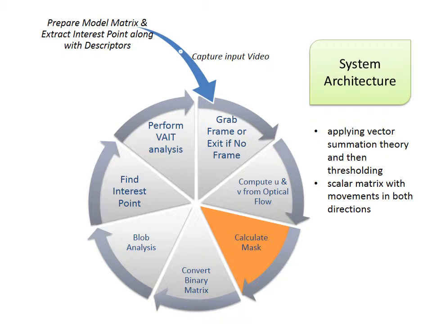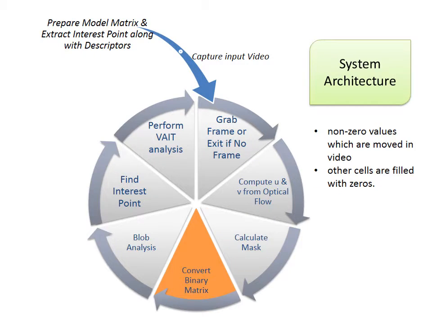By applying vector summation theory and then thresholding, we formed a scalar matrix which actually gives the movement in both directions. We call it the mask. This matrix is used to detect moving objects. It has cells with non-zero values which moved in the video, and other cells are filled with zeros. Then we convert the mask matrix into a binary matrix for blob analysis.